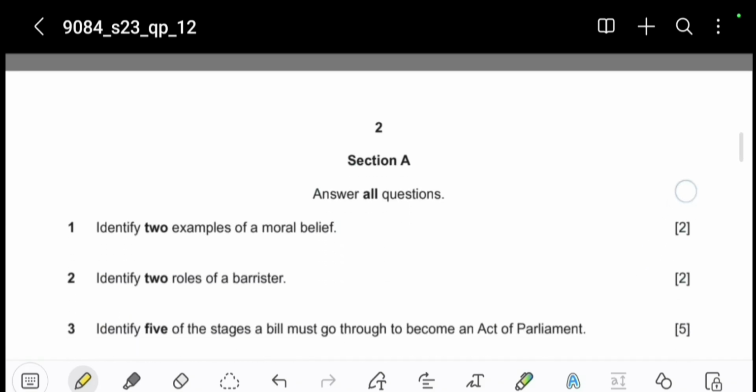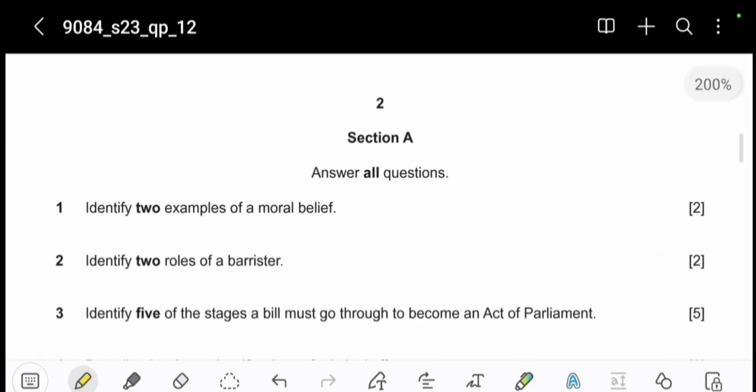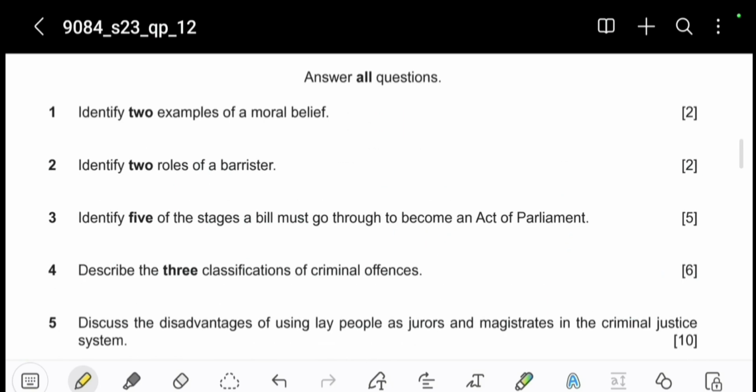I'm going to go to the questions. So here we have section A. Section A has shorter questions including the longer questions as well. So the first question of this paper is: identify two examples of moral belief. So this is our first question.